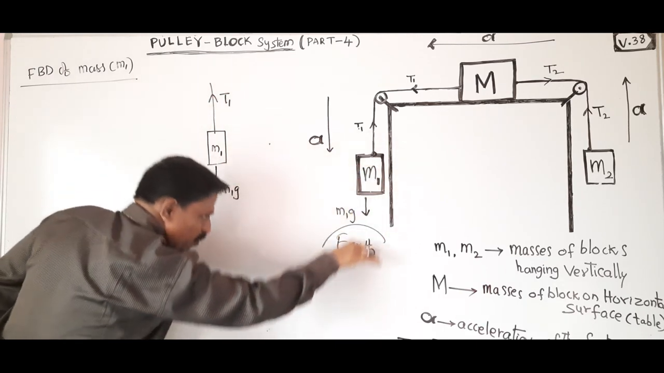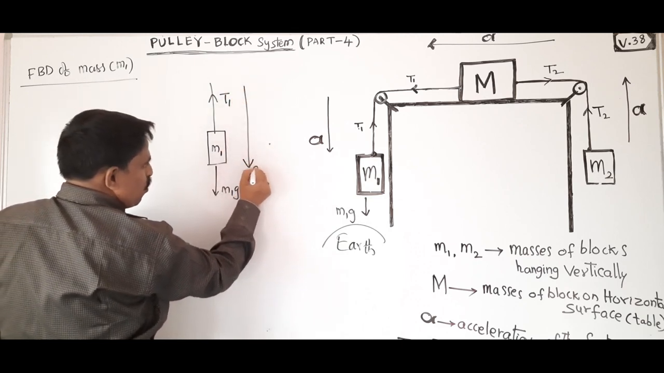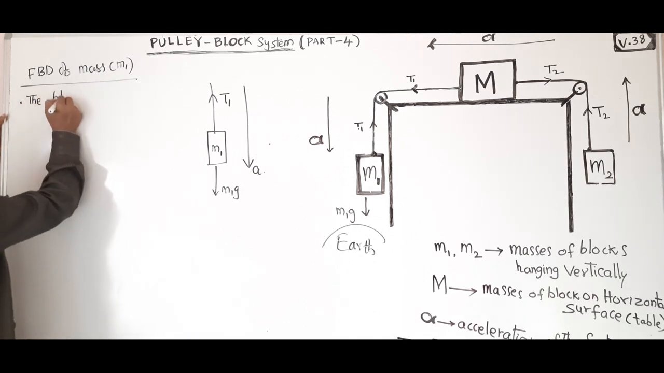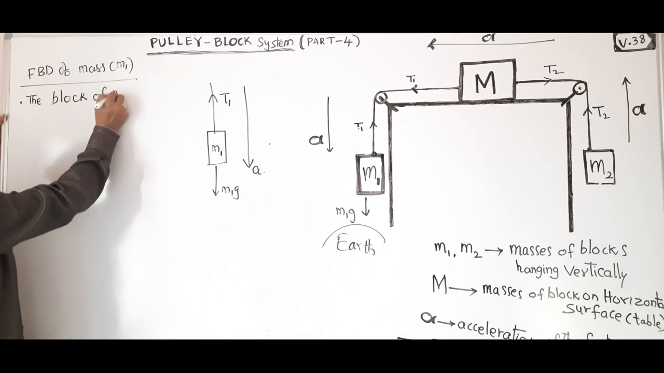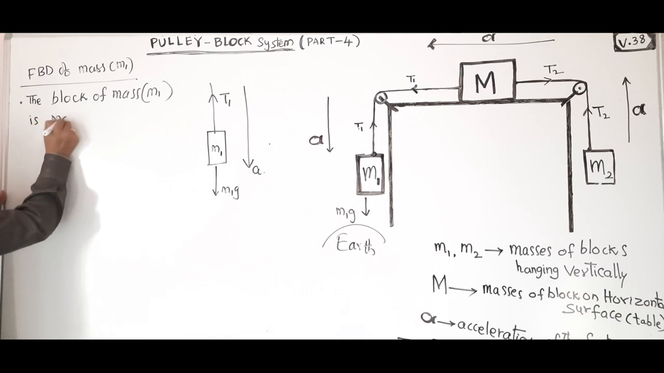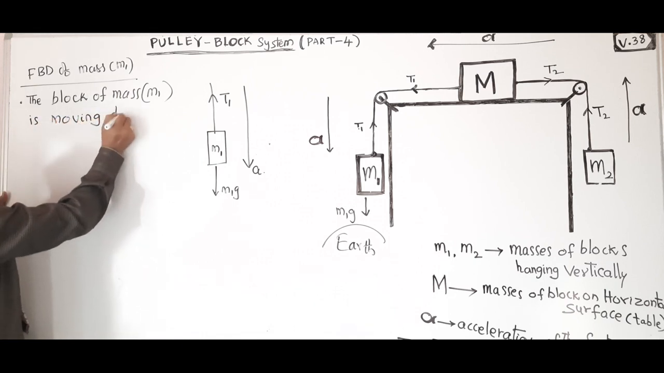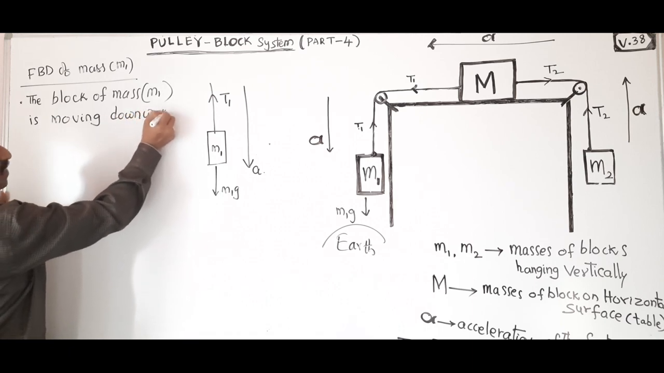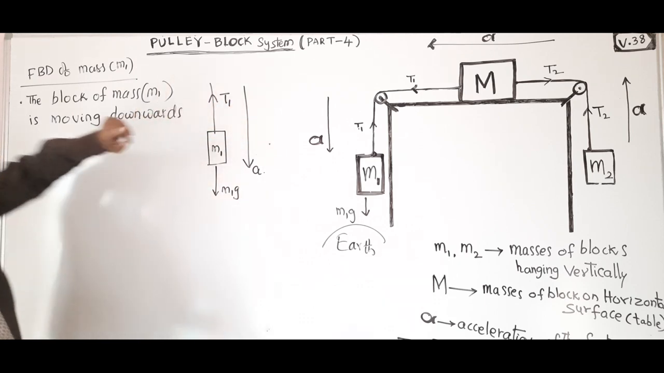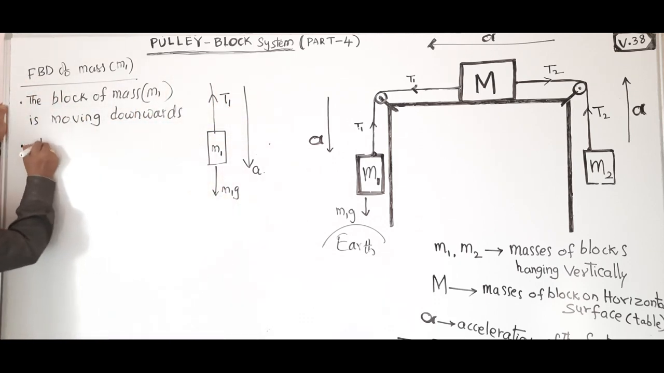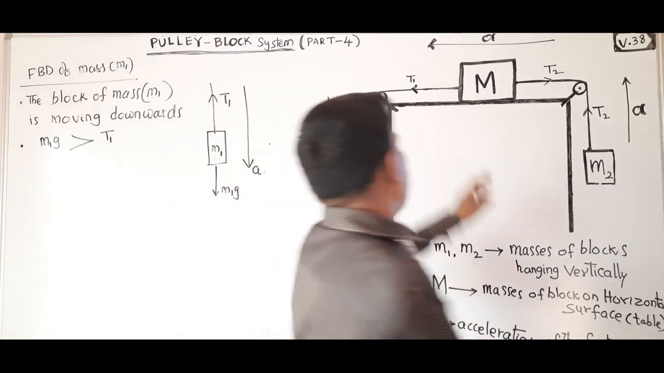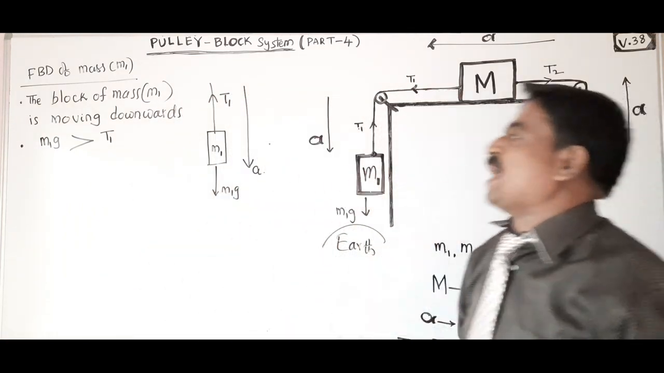Finally, this block of mass M1 is moving downwards. The downward force is more than the upward force. Its meaning is M1g is greater than tension T1. T1 is the tension between the blocks of masses M1 and capital M.